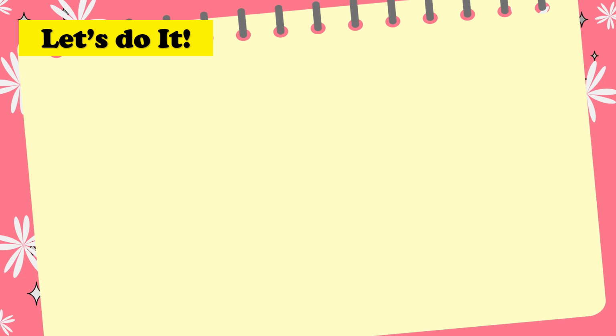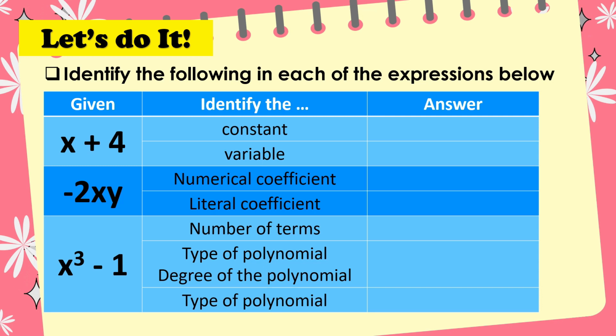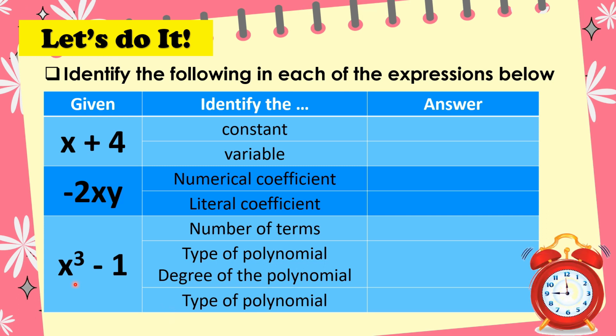Next activity. Identify the following in each of the expressions below. In the given, x plus 4, identify constant and variable. In the given, negative 2xy, identify the numerical and literal coefficient. And in the given, x cubed minus 1, identify the number of terms, the type of polynomial, the degree of polynomial, and the type of polynomial. Your time starts now.